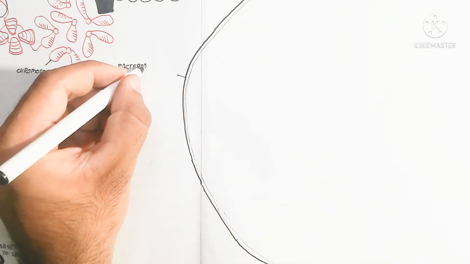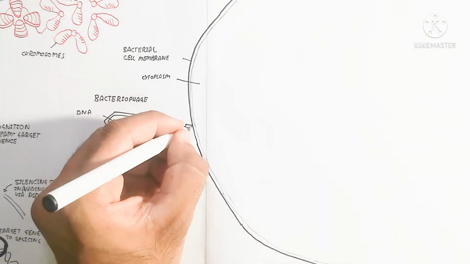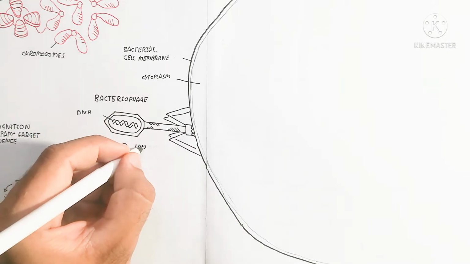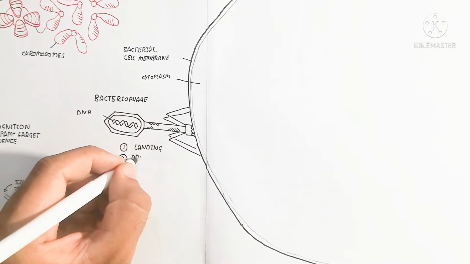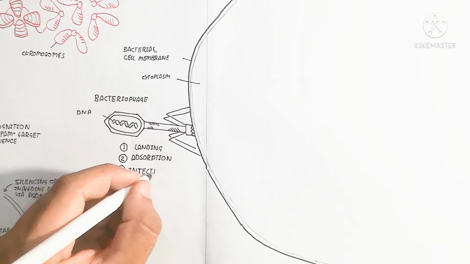Now let's talk about the infection site. Here is the bacterial cell membrane, which is a bilayer of phospholipid. Here is the bacterial cell membrane, and here is the cytoplasm.